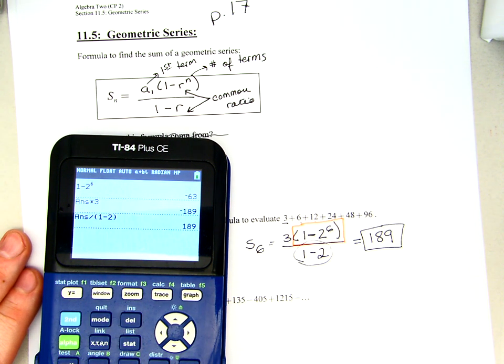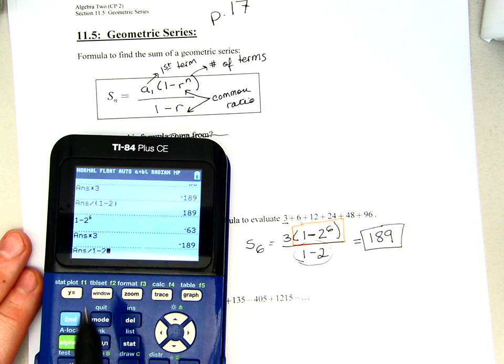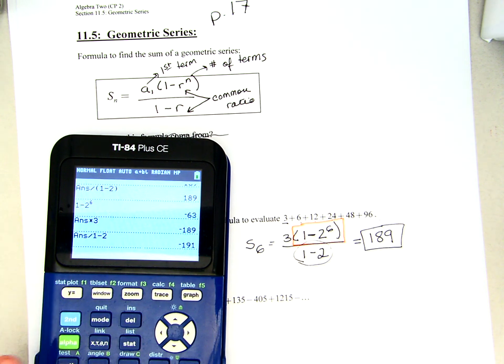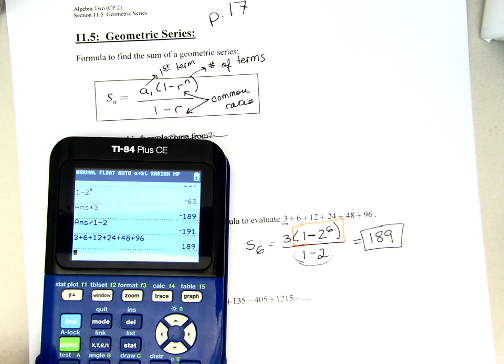If you don't use the parentheses when you divide, it's like I'm dividing by 1 and then subtracting 2 from the answer, which isn't what I want. I'd get a very different and wrong answer. The sum of these terms should be 189. If I actually check that, add them up, yep, I'm going to get 189 for my sum of those 6 terms.